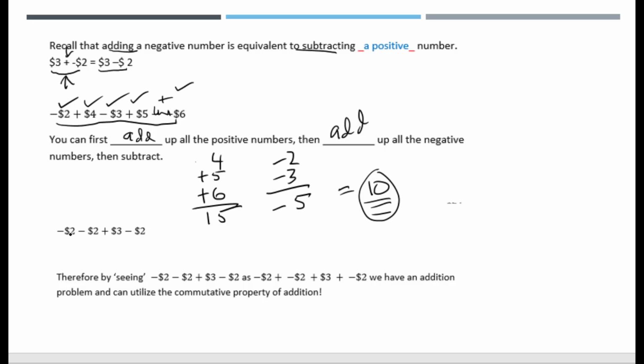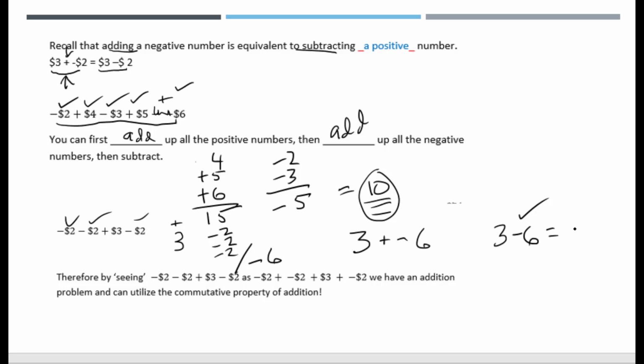And here's another example. I only have 3 as the positive numbers. The negatives, I have negative 2, negative 2, negative 2. That would be a negative 6. I'm going to add to that a negative 6. Or you could just say that's 3 minus 6. That's a negative 6, but you're adding 3, so the answer would be a negative 3.